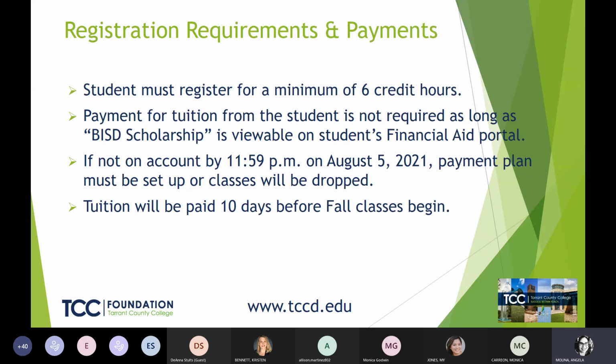Then, registration requirements and payments. Now that you have the BISD scholarship, you've gone through all those steps and it's on your account, how do you use it? First, you have to register for a minimum of 6 credit hours. Most college courses are 3 credit hours, so that would be a minimum of 2 college classes.